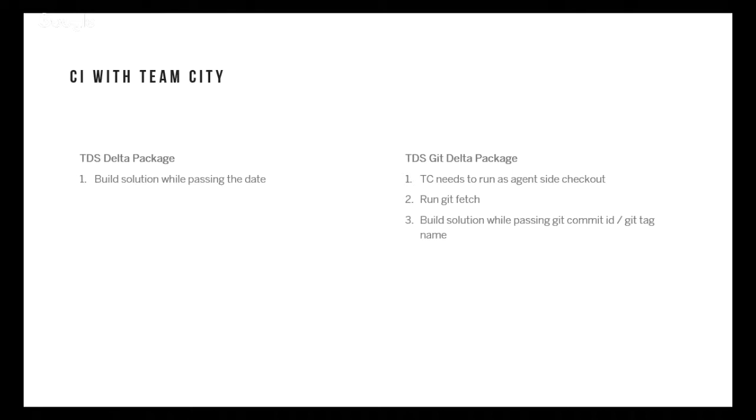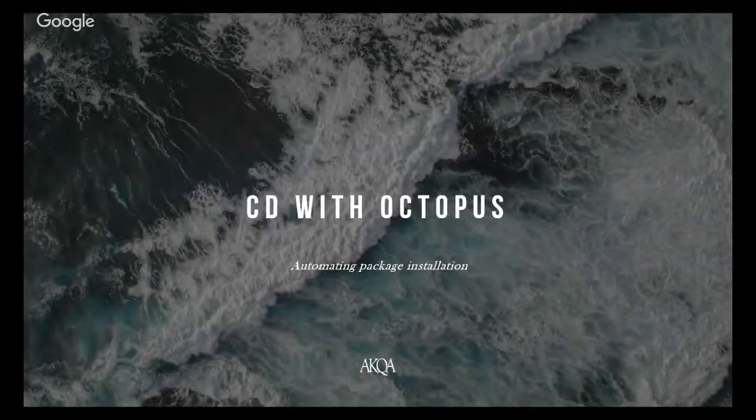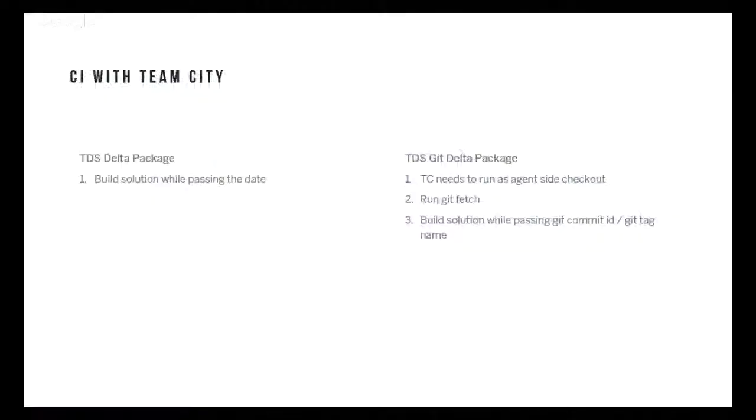And the last one is the same thing. You build the solution while passing Git commit ID or Git tag name, whichever approach fits your development cycle. And I'll just jump through the content with continuous deployment with Octopus section, which is automating those package installation. So if previously you've implemented either one of these in the build agent and you end up with a small Delta package, the next thing that you want is just deploy that, install that.